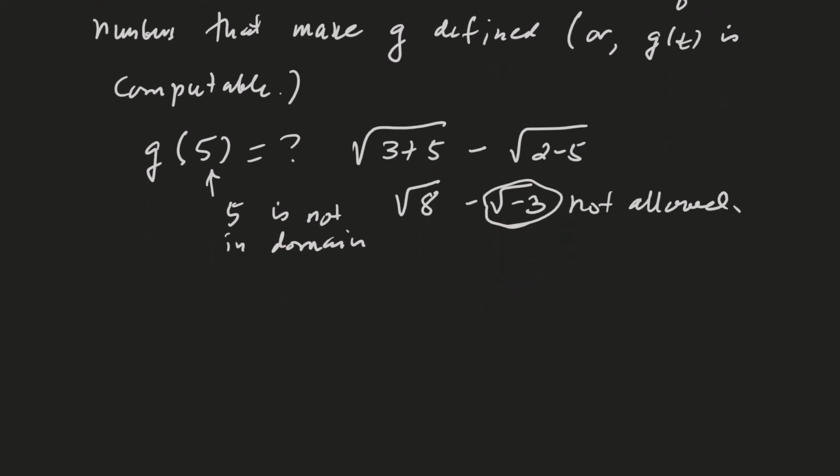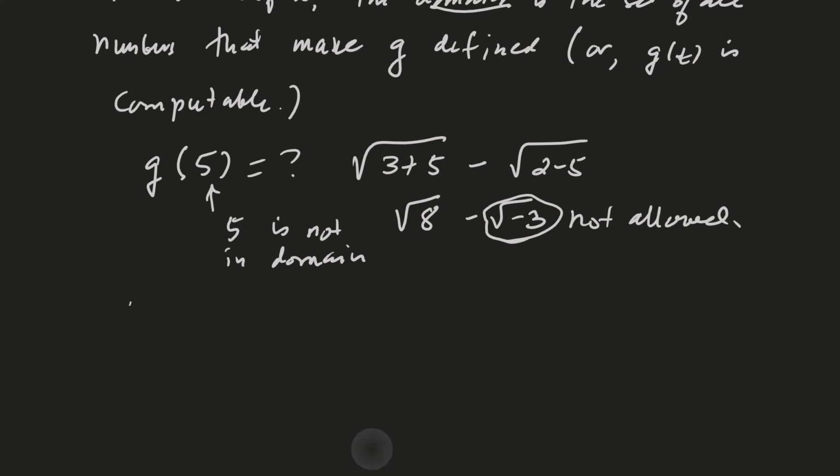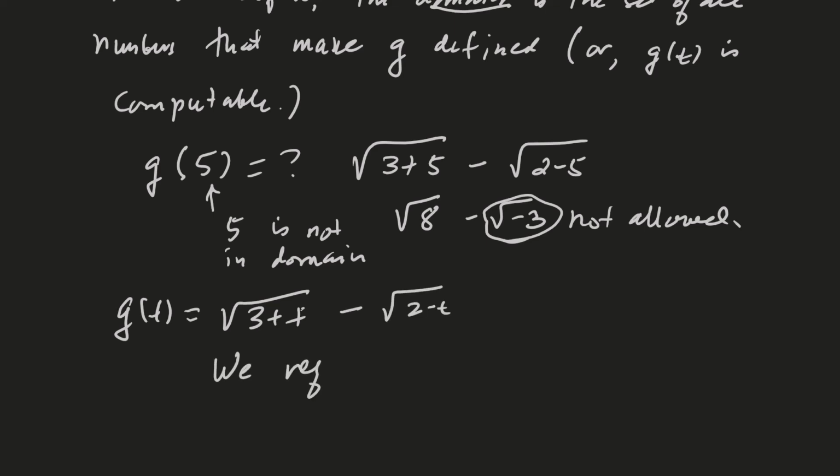Okay, so how do we find the domain then? Well, in our case here, let me rewrite our function. g of t was the square root of 3 plus t minus the square root of 2 minus t. We require that both of these expressions are non-negative, so 3 plus t is greater than or equal to 0, and we need that 2 minus t is greater than or equal to 0.